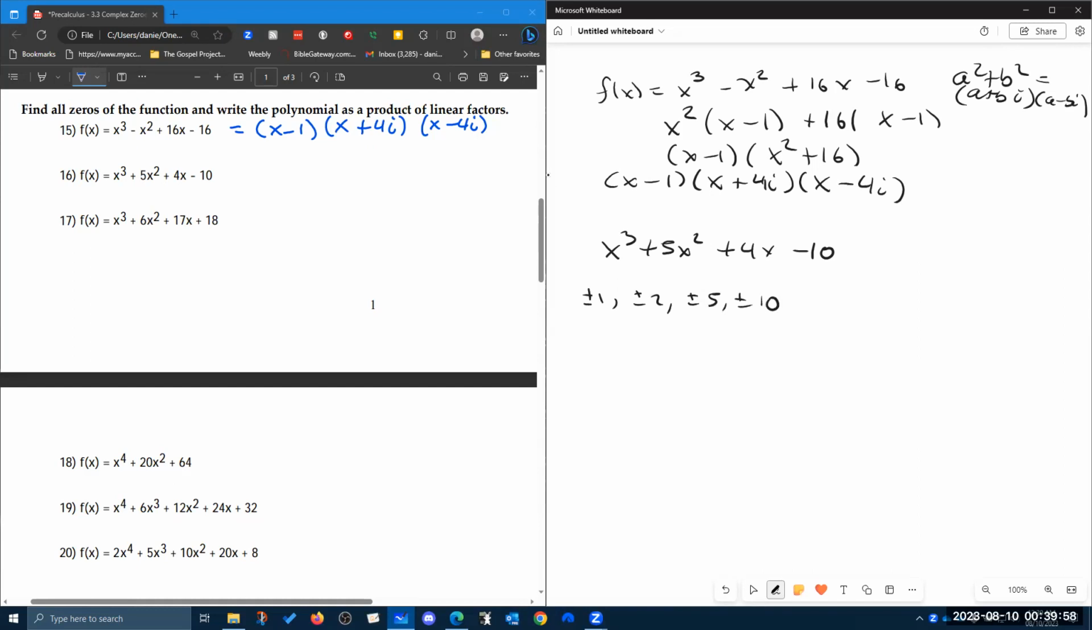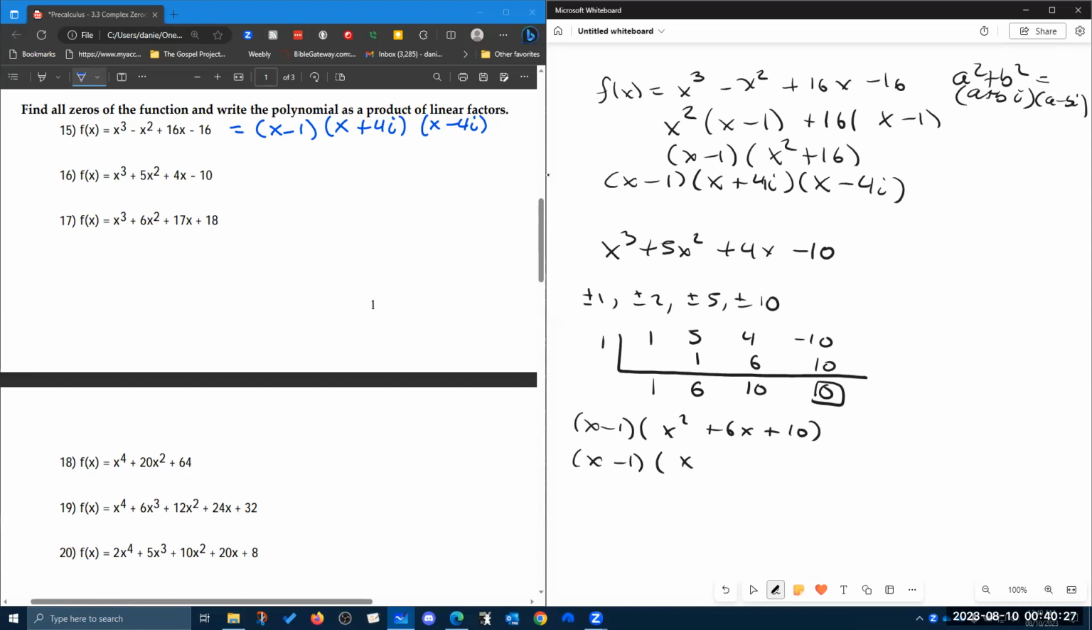Let's go ahead and try 1: 1, 5, 4, negative 10. 1 times 1 is 1. 6. 6 plus 4 is 10. 10 plus a negative 10 is 0. Gives us x minus 1 times x squared plus 6x plus 10.